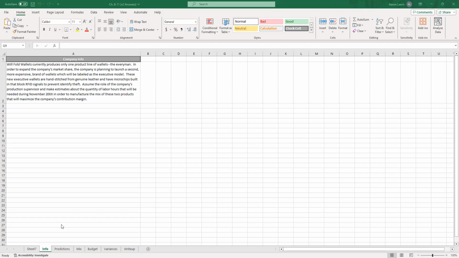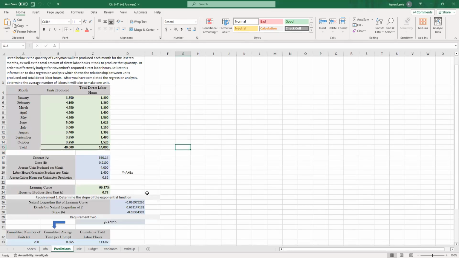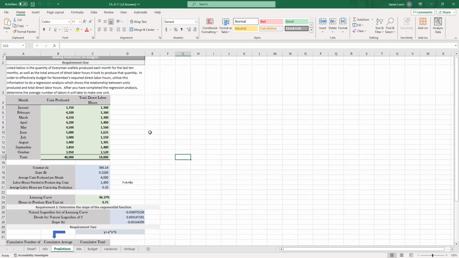So the first step that you're going to have in here is you're going to have to make predictions about the quantity of labor that you're going to need, and it's going to help you determine the cost later on. So in the first tab that you have here, we've got our two models. The Everyman we've been doing. Our employees have been producing these things. They've gotten pretty maximally efficient at these things.